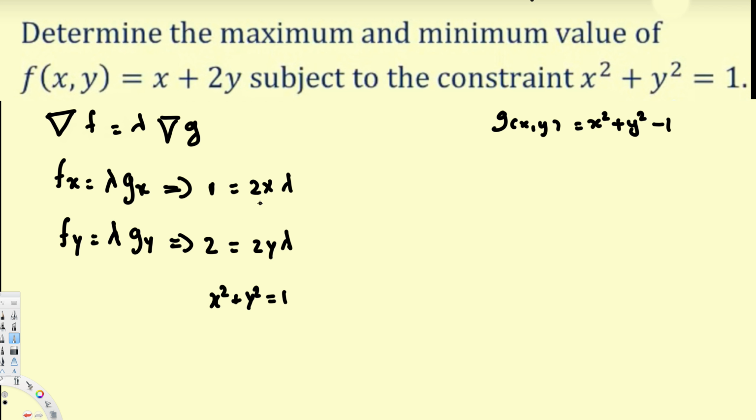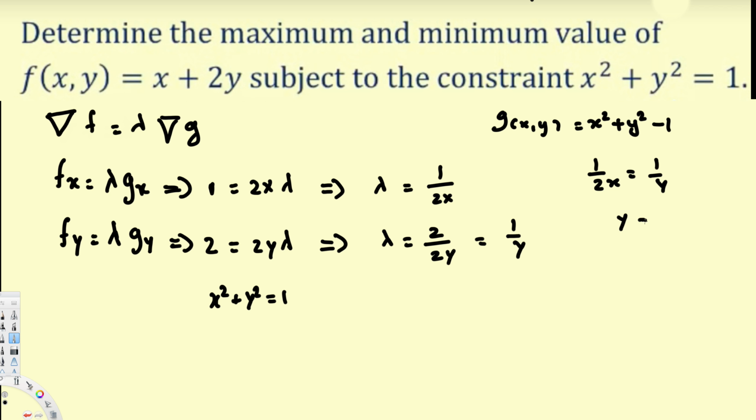In every equation we have two unknown variables. Now we have to bring it into one unknown, otherwise it's very hard to solve, right? Now we can rearrange this equation like lambda is equal to 1 over 2x, and here we can bring this one into lambda is equal to 2 over 2y, and we can simplify this. This is going to become just 1 over y, and these two are equal to lambda, right? So we can equate these two because lambda is equal to this, lambda is equal to this, therefore these two are equal. So 1 over 2x is equal to 1 over y, therefore y is equal to 2x.